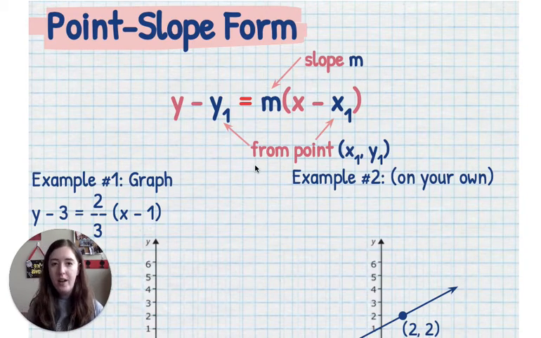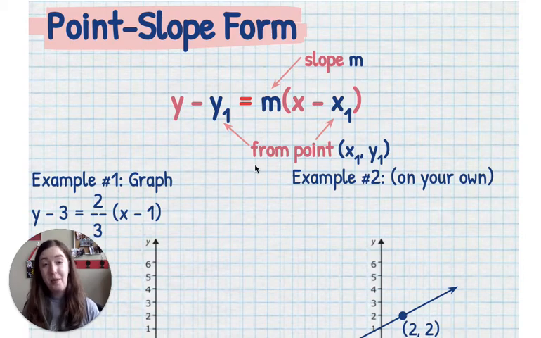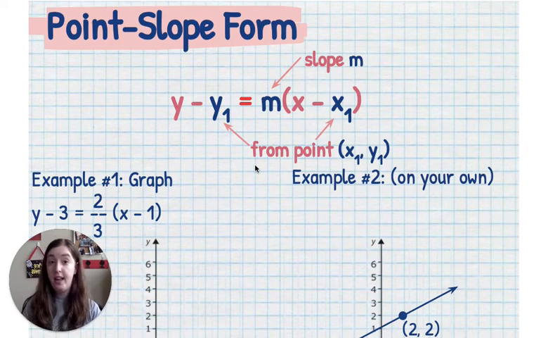So that y1 and x1, those two parts are coming from your point. Okay, so when you have a little subscript 1, you should be replacing numbers in for those. Remember, m always stands for my slope, so I'll be putting a different number in for m. So everything that's blue, you're going to put a number in for. Everything that's red, you're just going to keep the way that it is.